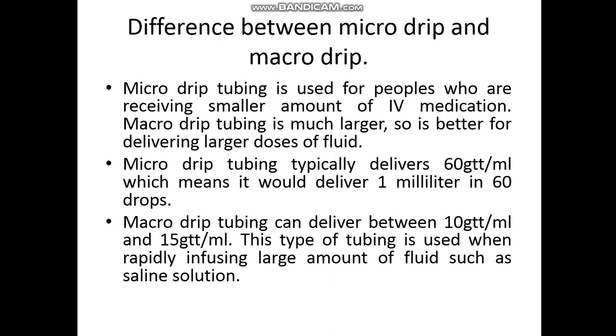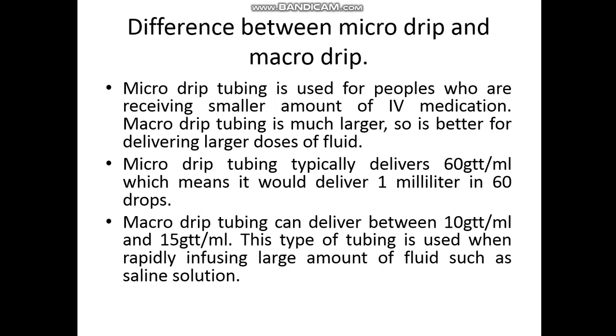in 60 drops. So 60 drops of a micro drip set contains 1 milliliter. So 1 ml is equal to 60 drops. That is the meaning of micro drip tubing. 1 milliliter is equal to 60 drops in case of micro drip set.